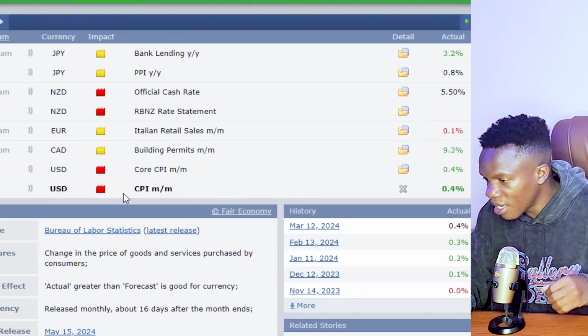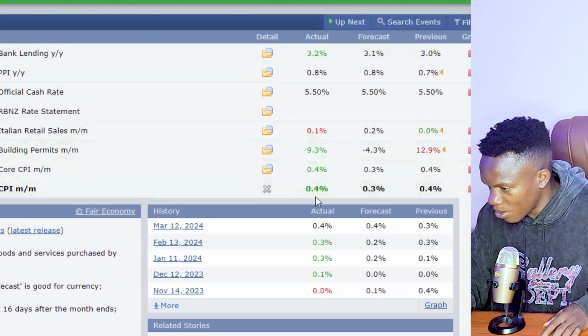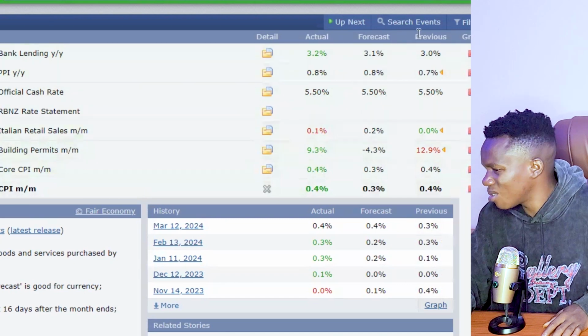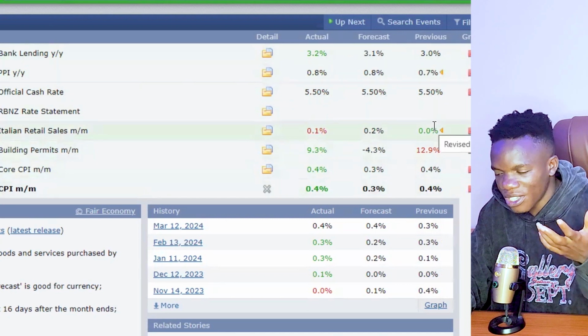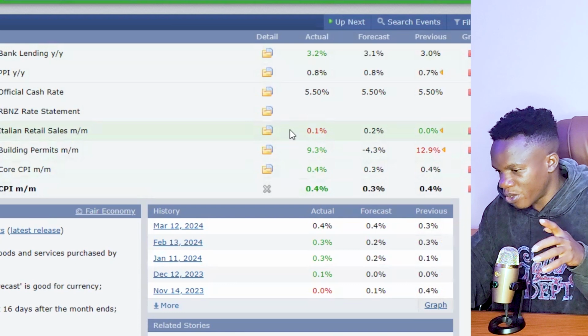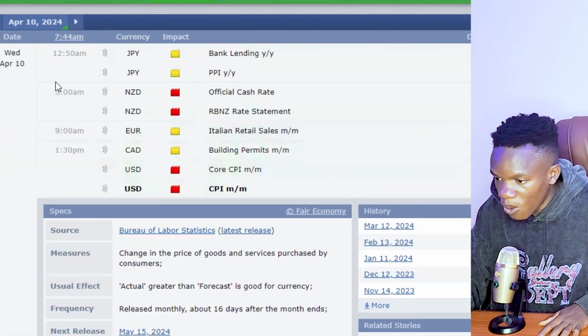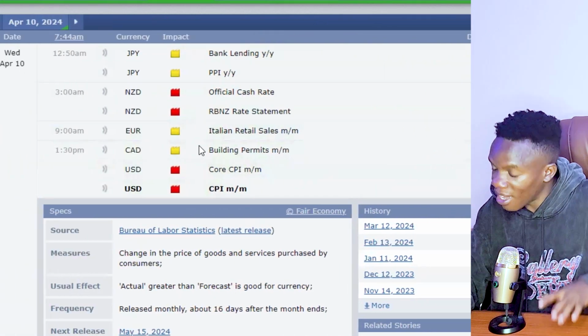It was April 10. Now, don't pay attention to what you have here. All this data, you don't need it. All these are for retail traders that want to chase the move. There is something special I want to teach you guys with this CPI price action. So this is Wednesday, April 10, last month's CPI.